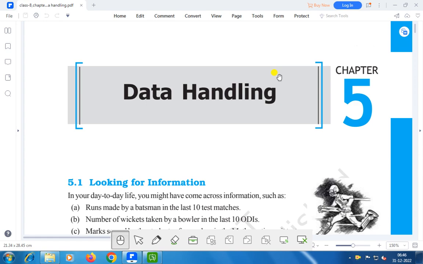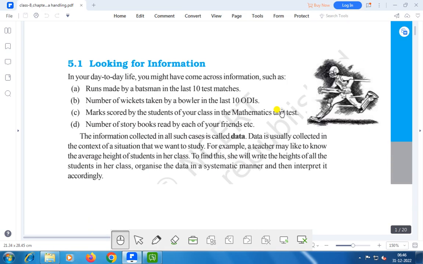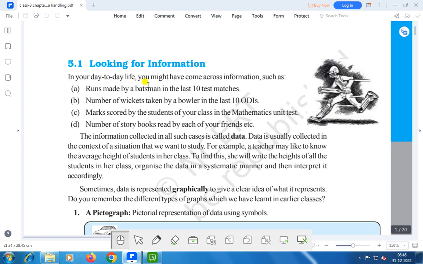Hello everyone. Today we shall discuss data handling, that is chapter number 5. Looking for information. In your day-to-day life, you might have come across information such as runs made by a batsman in the last 10 test matches, number of wickets taken by a bowler in the last 10 ODIs, marks scored by the students of your class in the mathematics unit test, number of story books read by each of your friends, etc. The information collected in all such cases is called data.